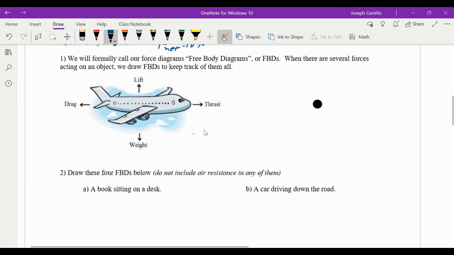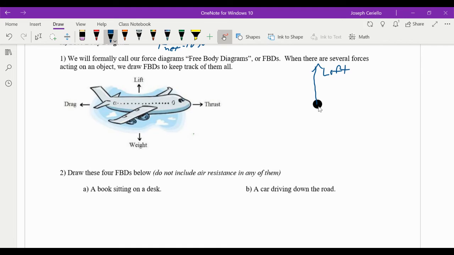All right. So what does a free body diagram look like? Basically, it just has all the forces acting on the object, and we represent each of those forces with an arrow. The arrow represents the strength of the force and the direction of the force. All right. So for example, in the case of an airplane, there are 4 main forces acting on it. We have lift.